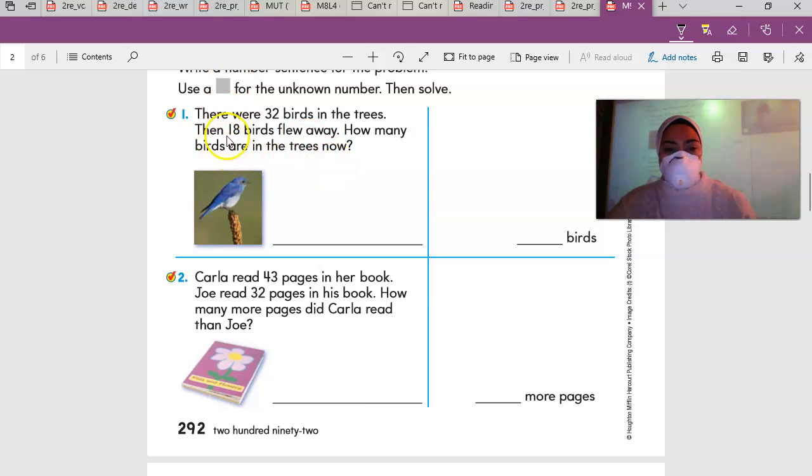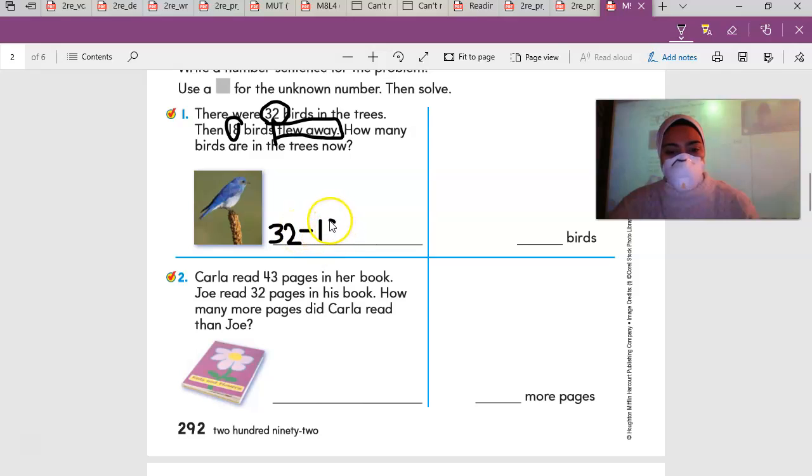Okay, so let's read it. There were 32 birds in a tree. So that first number is going to be the first number in my number sentence. 32. Then 18 birds flew away. If they're flying away, are they coming or going? Going. They're going. Are you adding or subtracting? Subtracting. So take away 18.